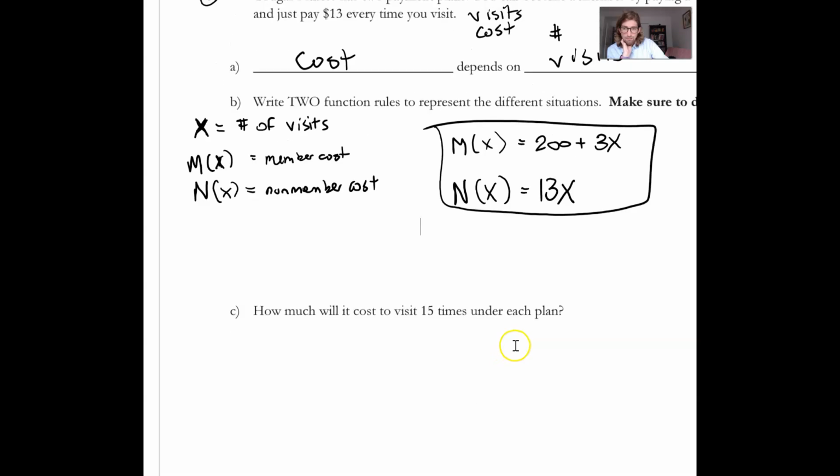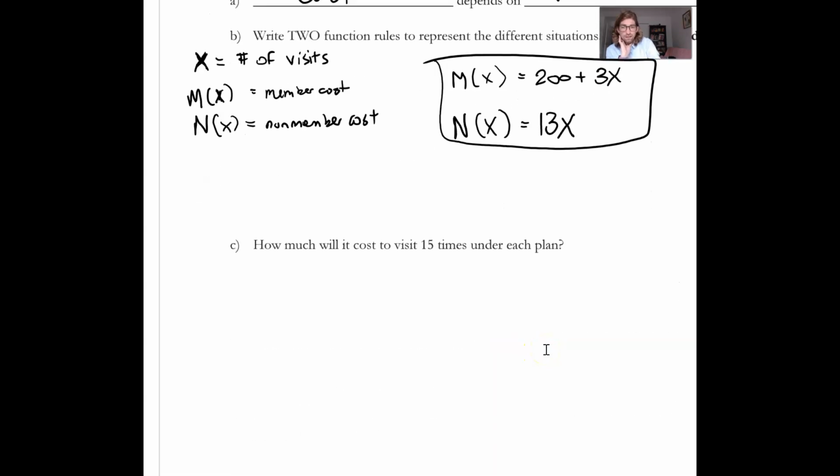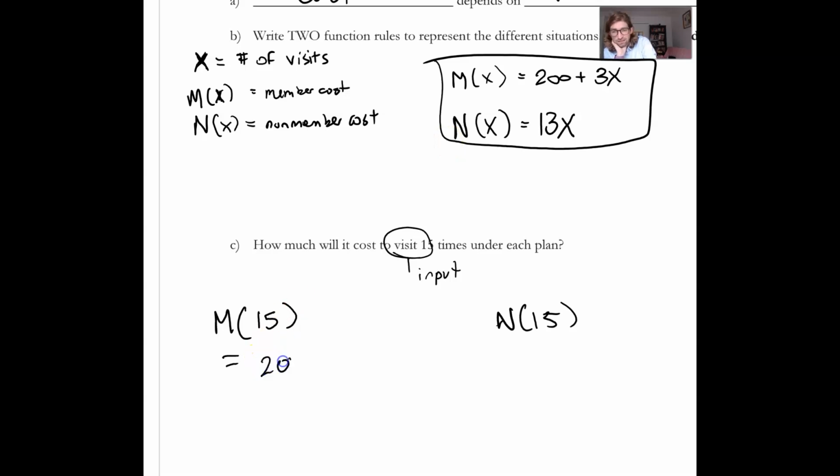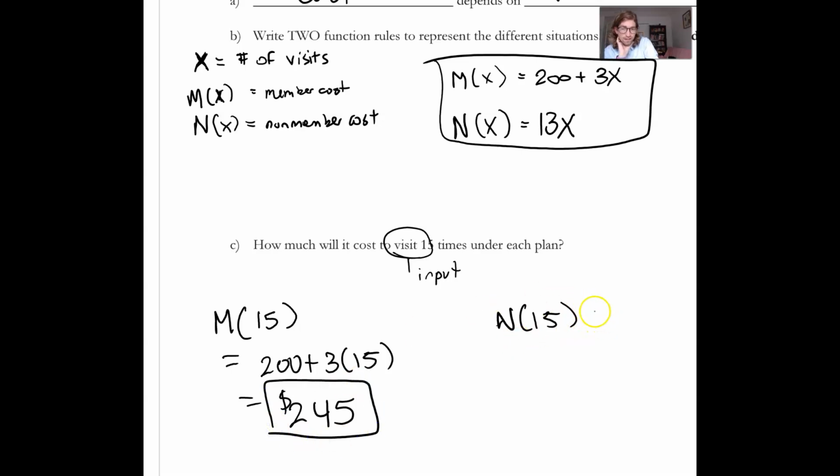And then wrapping up with our last 2 parts here, how much will it cost for 15 visits? So that is our input. Remember, x is our number of visits. So we're going to do m of 15 and n of 15. What is m of 15? We replace x with 15. That is 200 plus 3 times 15, which is 200 plus 45. It's $245.